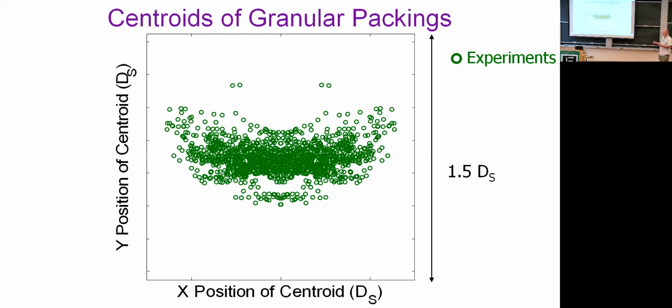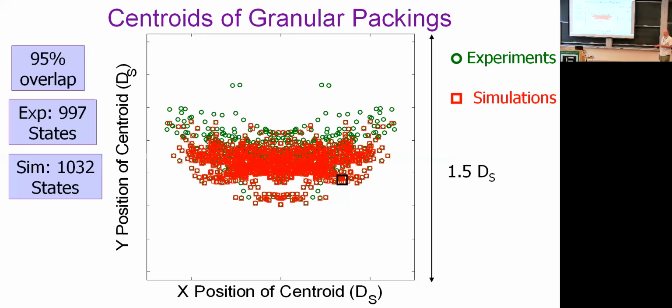We also did this same exact experiment with gravity. We throw it up and let it fall under gravity in a simulation. And here are all the states that the simulation got. So you notice there are a few states that the experiment got that the simulation didn't, but overall there's a 95% overlap. So mostly if we found it in the experiment, we found it in the simulation.